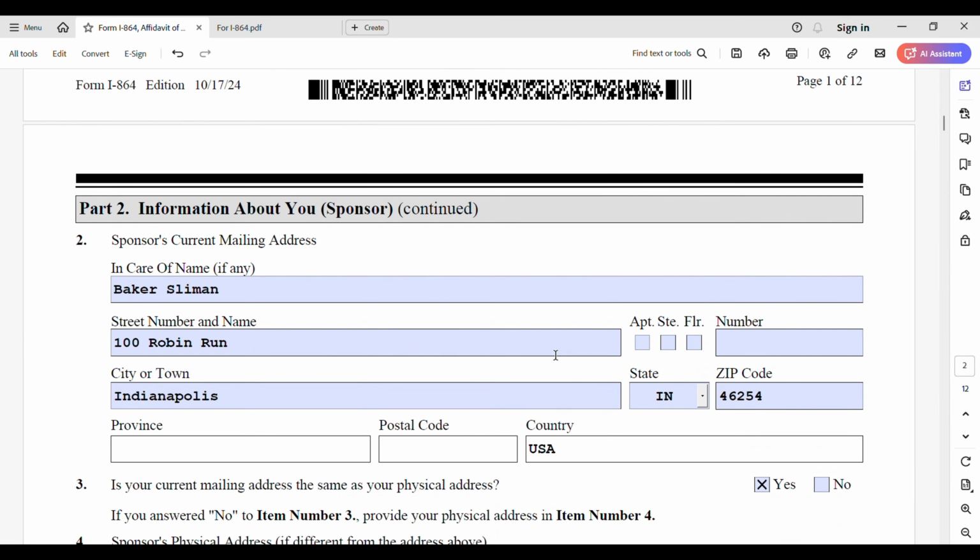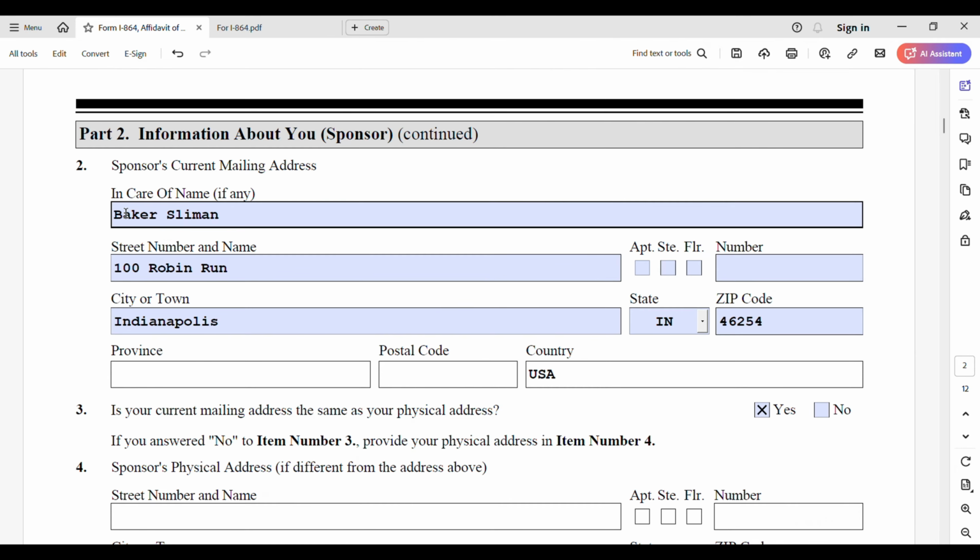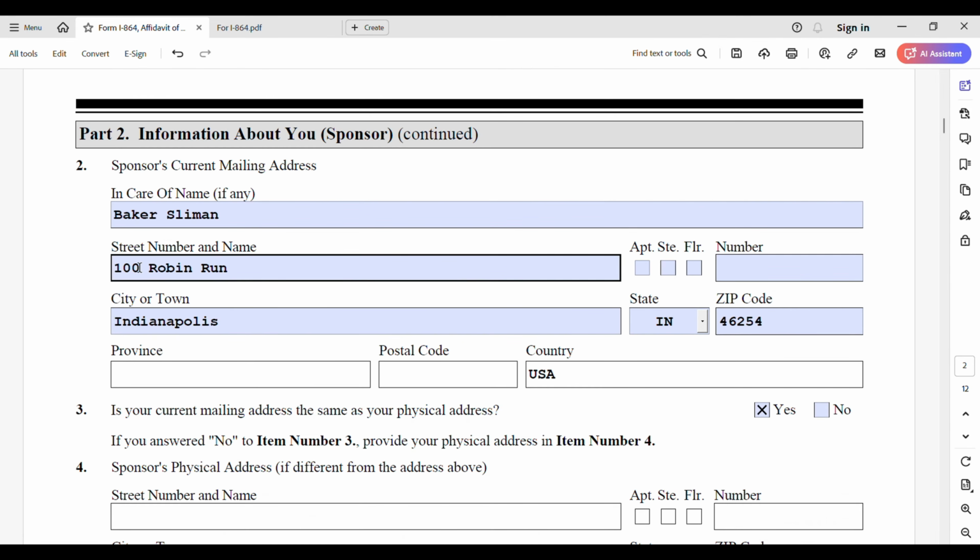We're still talking about Part 2, information about you, the sponsor. Question number 2, sponsor's current mailing address. In care of name, Baker Liman, that's the full name. Street number and name is 100 Robert Run. City or town, Indianapolis. State, Indiana. Zip code is 46254 and the country is USA. This automatically populated right here once you select the state. My advice, always make sure the country USA is populated under country.